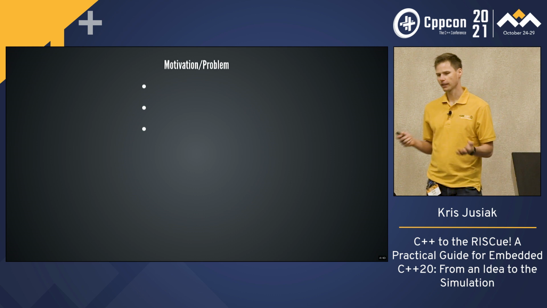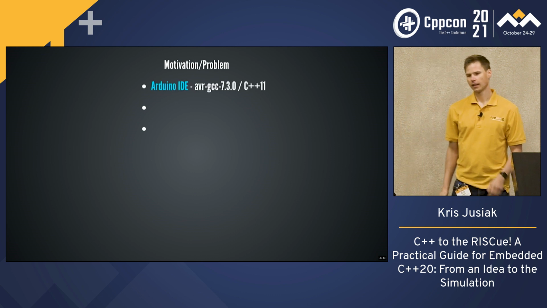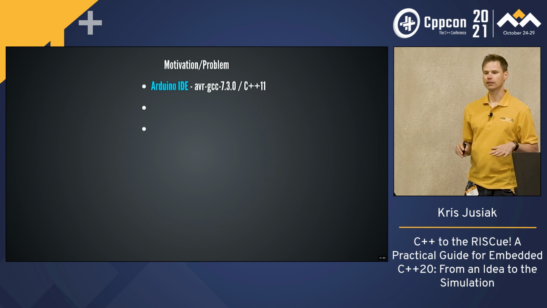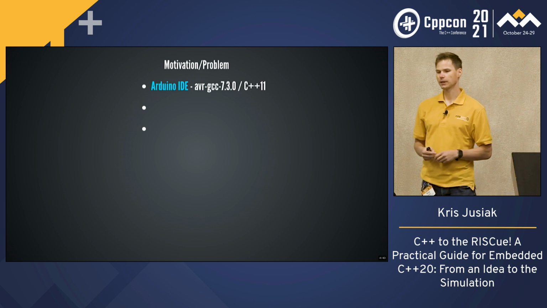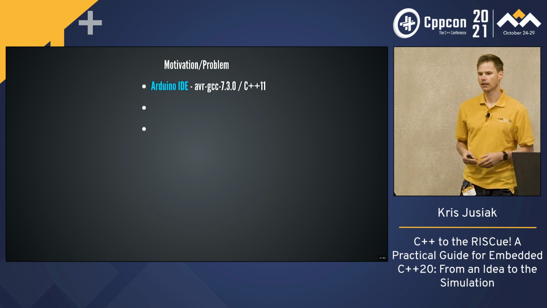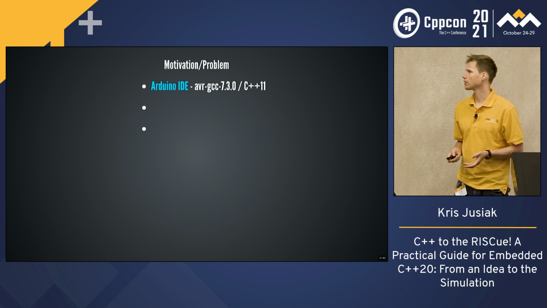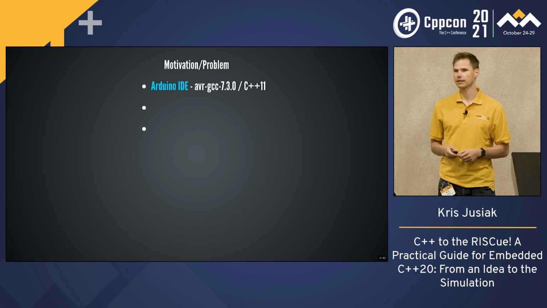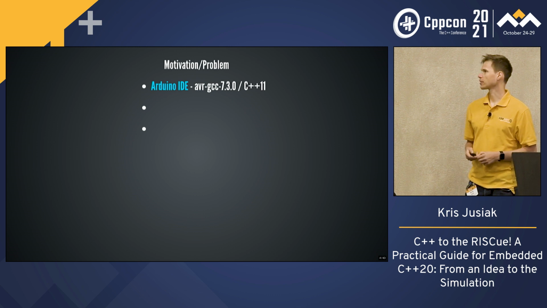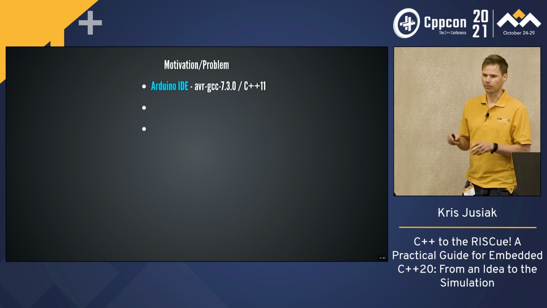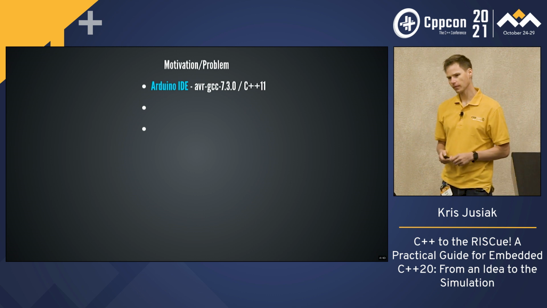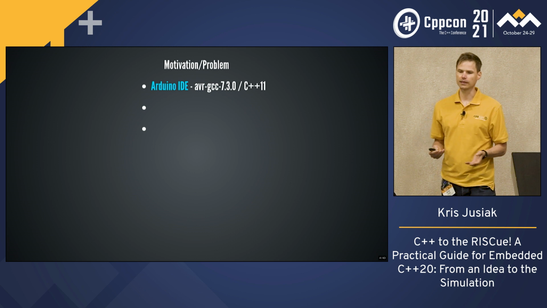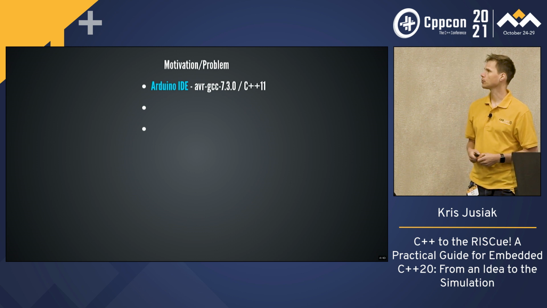So what's the problem with those guys? The main problem related to C++20 is the fact that the Arduino IDE, which is kind of the most popular IDE for microcontrollers, supports out-of-the-box GCC 7.3 and C++11. We can't do much modern C++ with that. Obviously, we can work around it if we install something, but online is difficult. The Arduino IDE is available online, but that's not the tool we will go with.